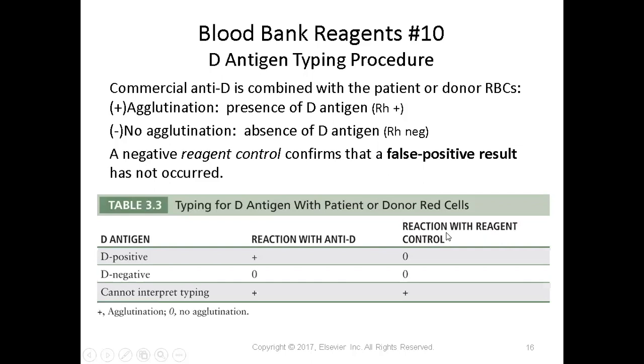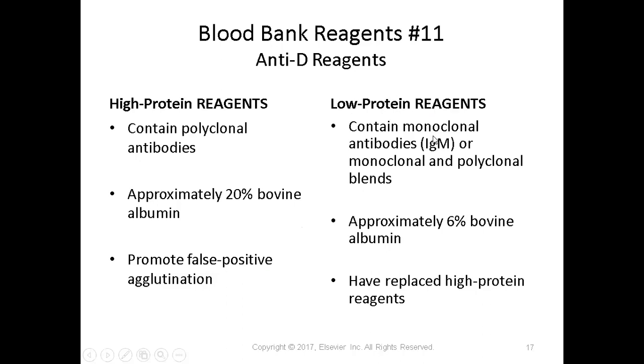So let's just go back to that slide. So if we were using the high-protein reagent, 20% albumin reagent, we would need to run the reagent control. Okay, and if we saw a situation like this, where the patient is reacting with both, and we're not sure then, are they really D positive or not, we're going to retest them with a low protein reagent. And it should minimize those false reactions that we see with the high protein reagents.